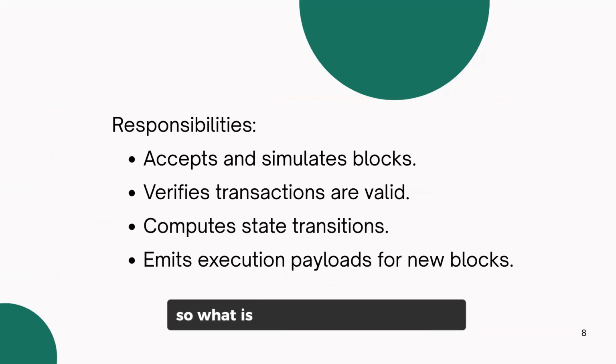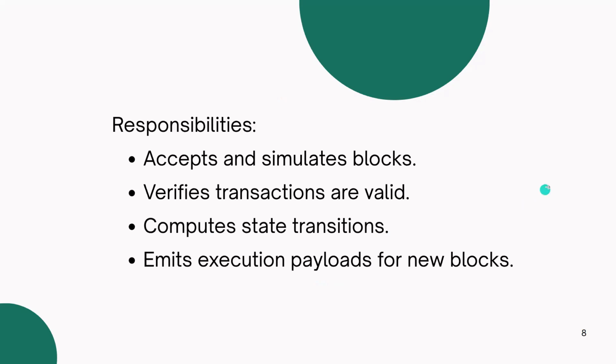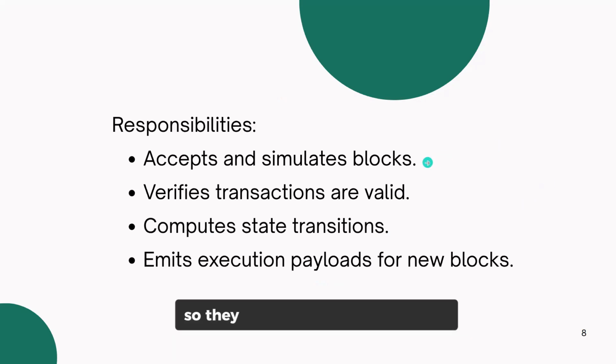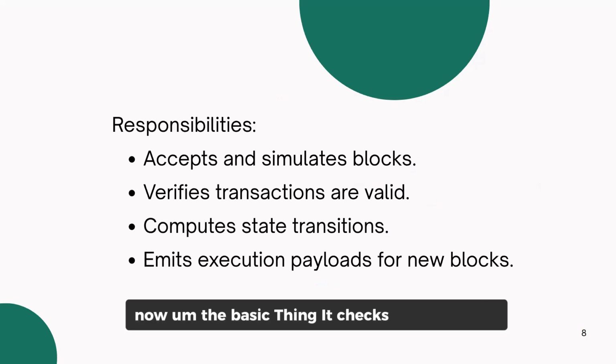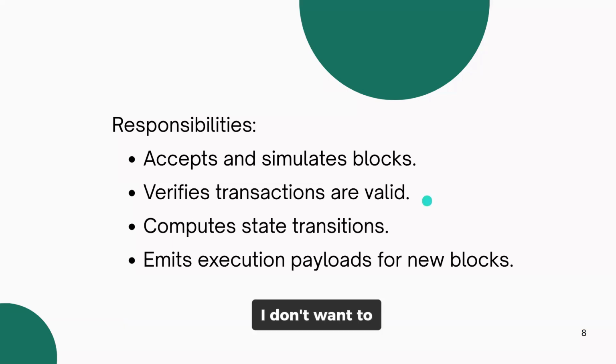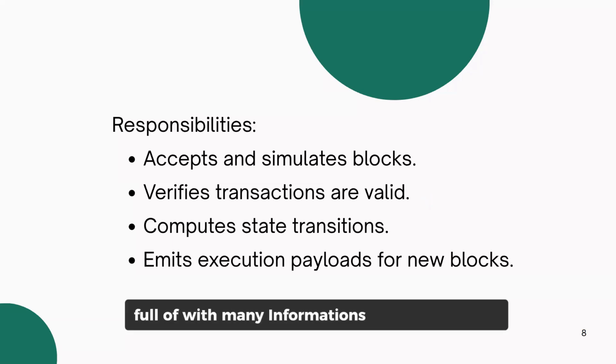Very important. So what are the responsibilities of the execution client? Why do we need an execution client? They accept and simulate blocks, verify that transactions are valid, and compute state transitions. When we say verify that transactions are valid, there is a basic thing it checks. I don't want to fool us with too much information in this workshop. I just want us to take these things gradually. In one of our workshops, we're going to look at block verification within the execution layer, and you're going to see these things very well.